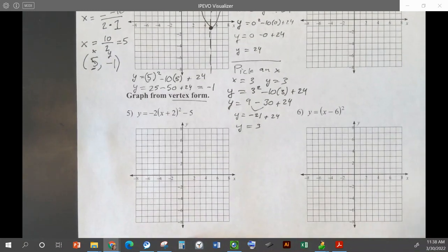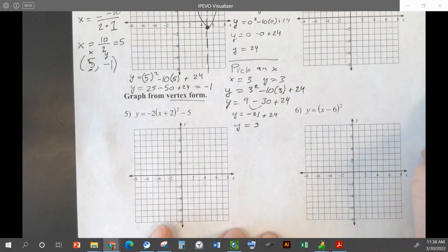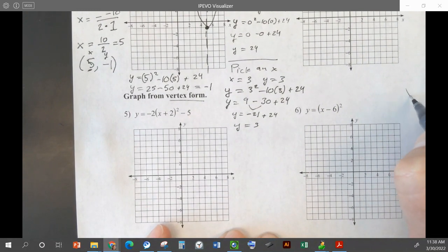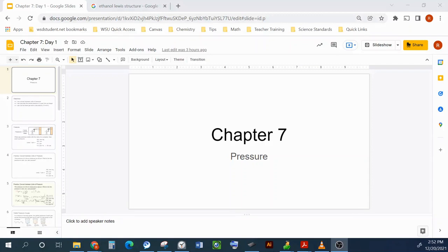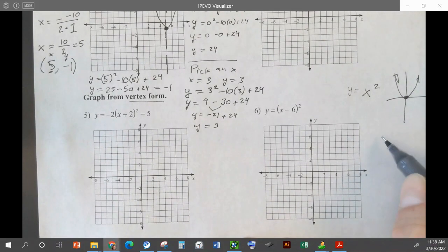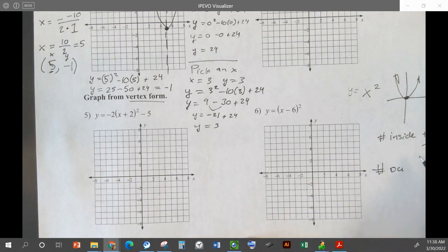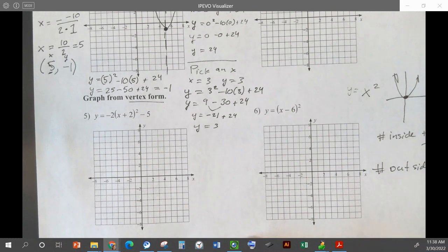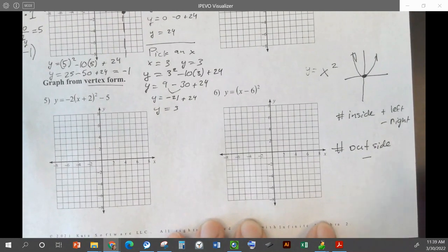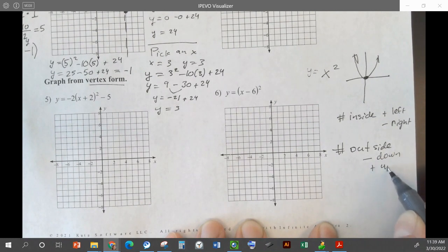So if it's vertex form, originally this is our parent function, y equals x squared, and this starts at 0, 0, and then we have our nice parabola. This shows our parabola. What we're going to do is, if we have a number on the inside, like what we did last quarter, if it's a plus, we're going to shift it left. If it's a minus number, we're going to shift it right. And then if we have a number on the outside, if it's negative, then it's going to go down. And if it's positive, it's going to go up.